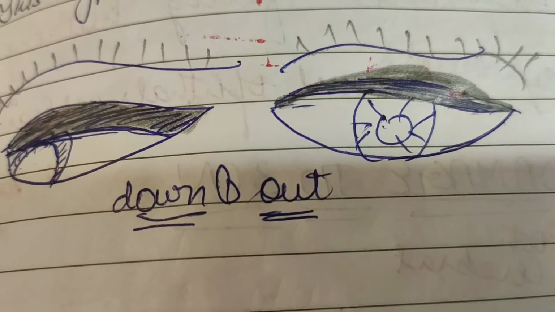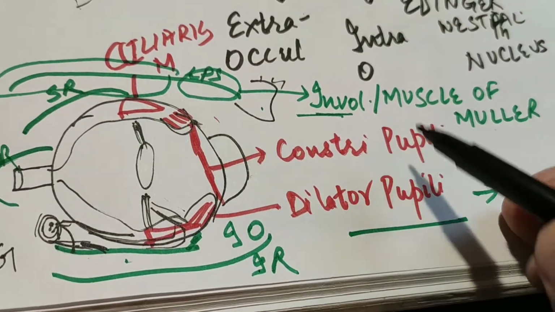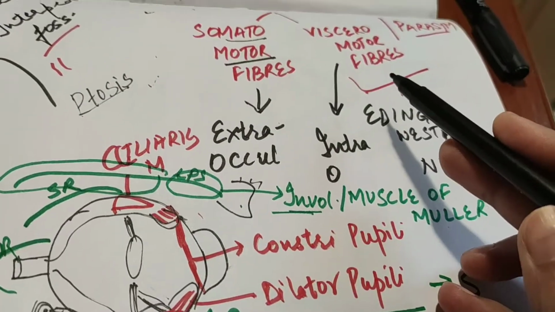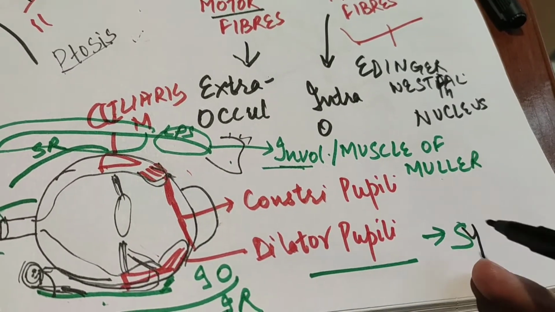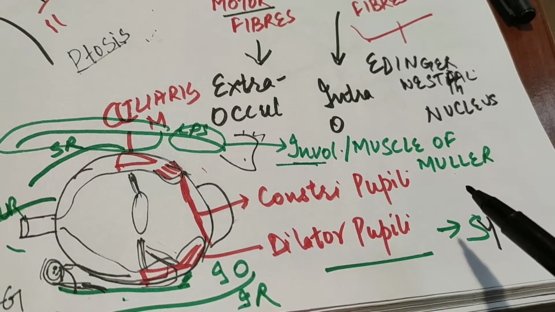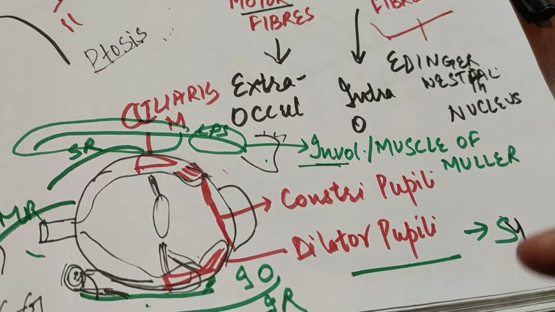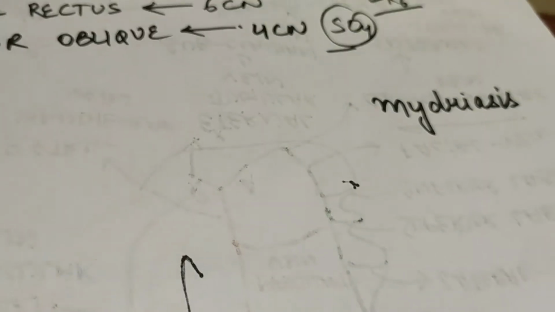Now if the visceromotor fibers fail, the constrictor pupillae doesn't work because it is supplied by these parasympathetic fibers, but the dilator will work because it is supplied by sympathetic fibers. So your pupil will be dilated. That condition is known as mydriasis, when your pupil is blown out, fully open and dilated.